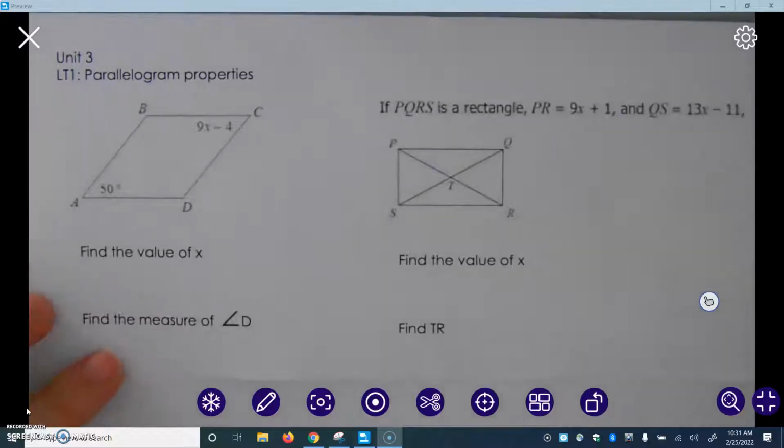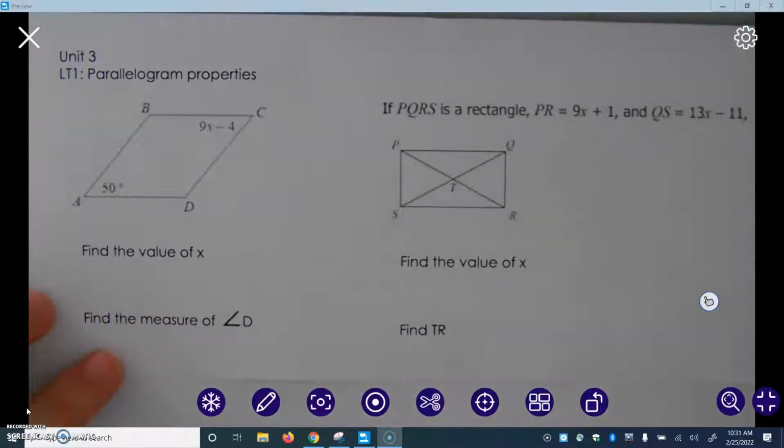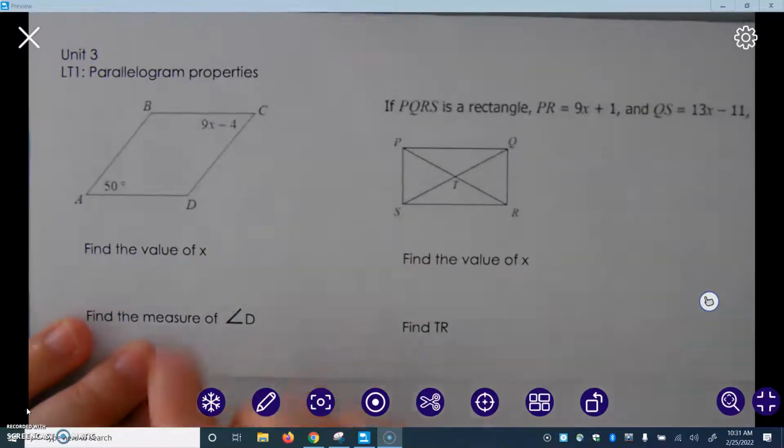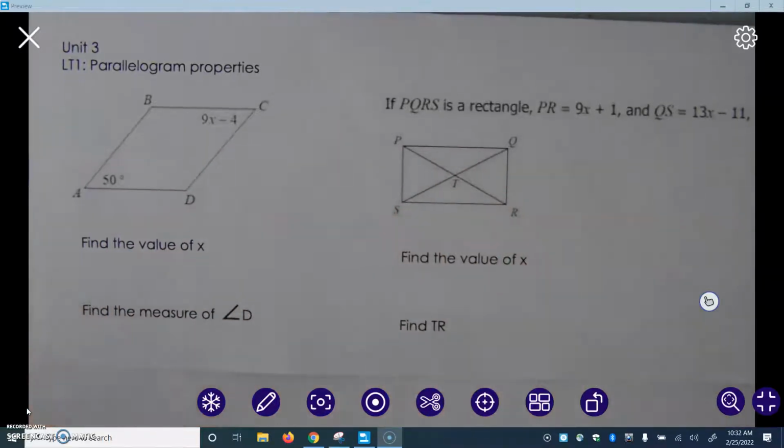Alright guys, in this video we are going to go over the test questions from Unit 3. Now this was the same test from the volume, it's just we took it on the same day, but these are technically Unit 3 topics. So the first topic is parallelogram properties.